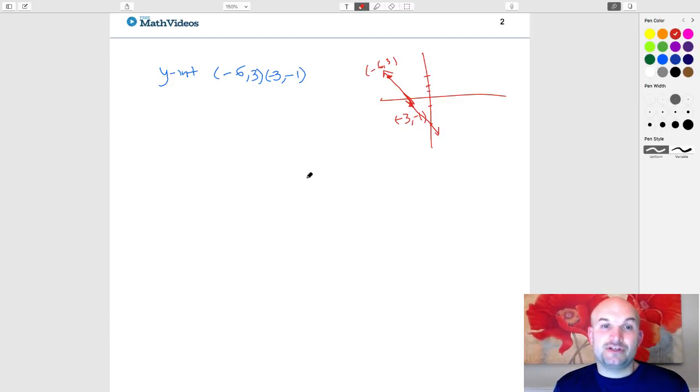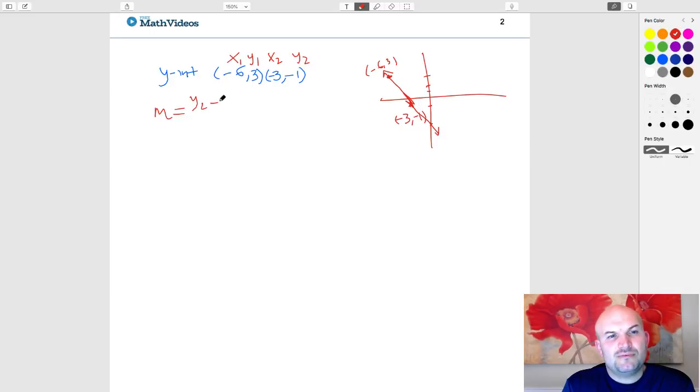So now the next thing I'm going to do is write the equation here. To write the equation of the line, I can first find the slope. So let's go ahead and find the slope, represented by m. To represent this, we'll have x1 and y1, x2 and y2. Let's write out the formula real quick. Remember, it's y2 minus y1 over x2 minus x1.